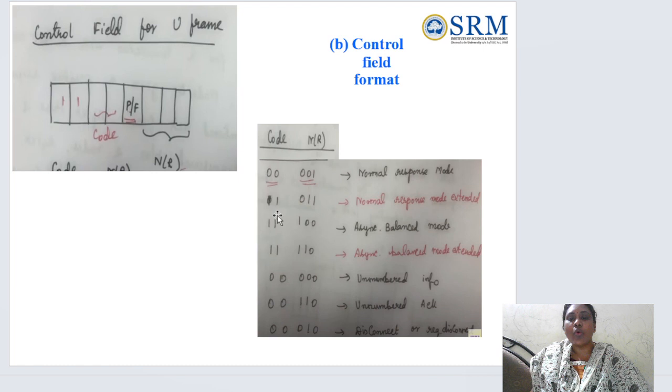Okay, so the code will be taking 0 0 1 1 1 1. These are also the code ranges of the value. Okay, so each and every digit will be representing one of the operations.